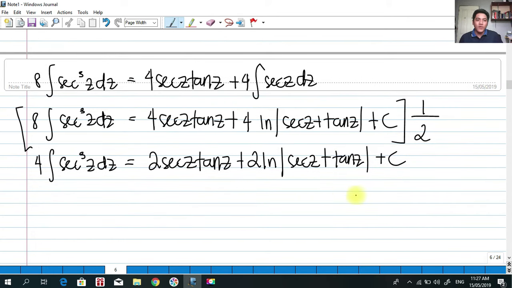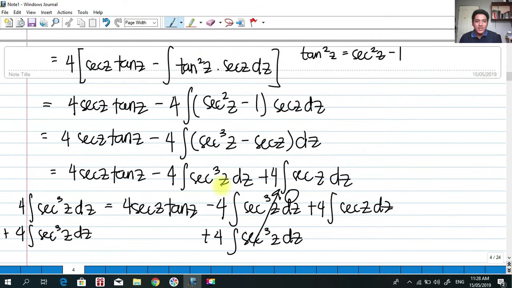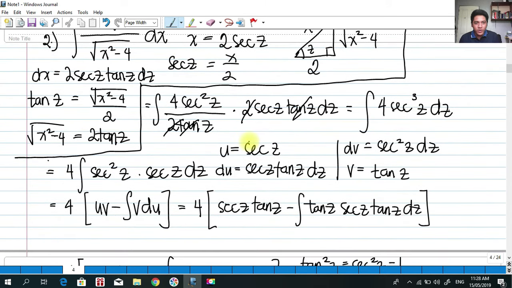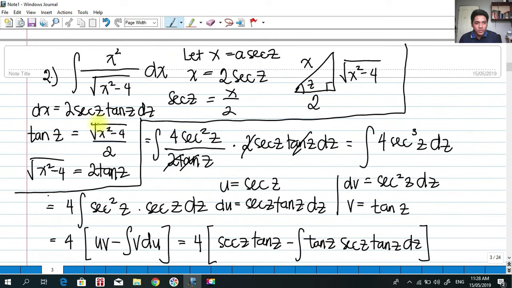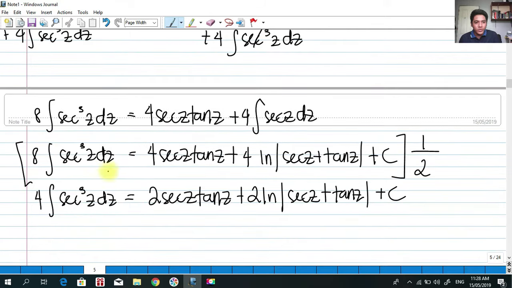Now, this is not our final answer because we have to translate this z into x again. And again, what are we going to do? We need secant z and tangent z at least. We're going to get back to this triangle. So again, we already got the secant z, and secant z is equal to x over 2. And tangent z is square root of x squared minus 4 over 2 here.